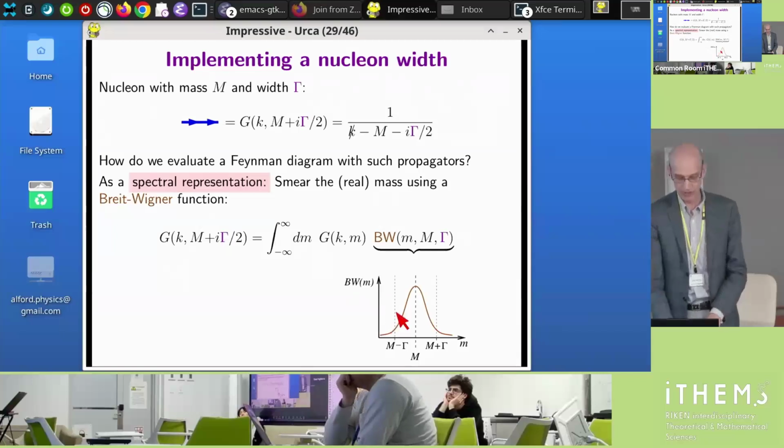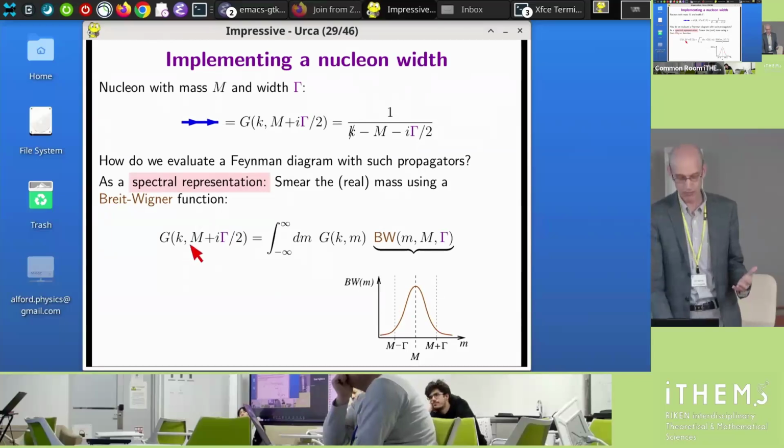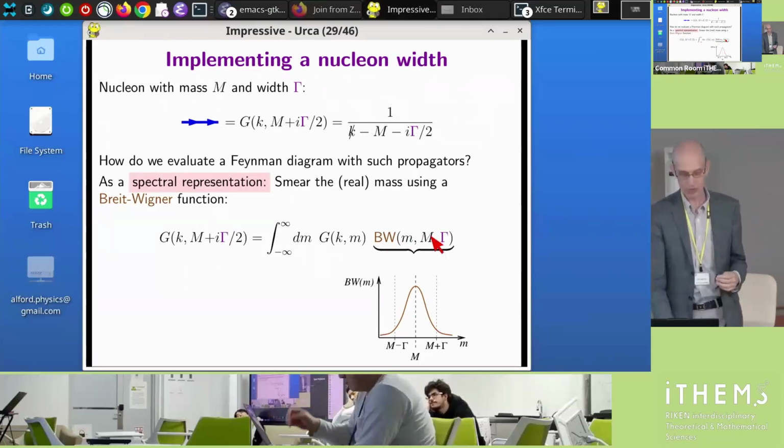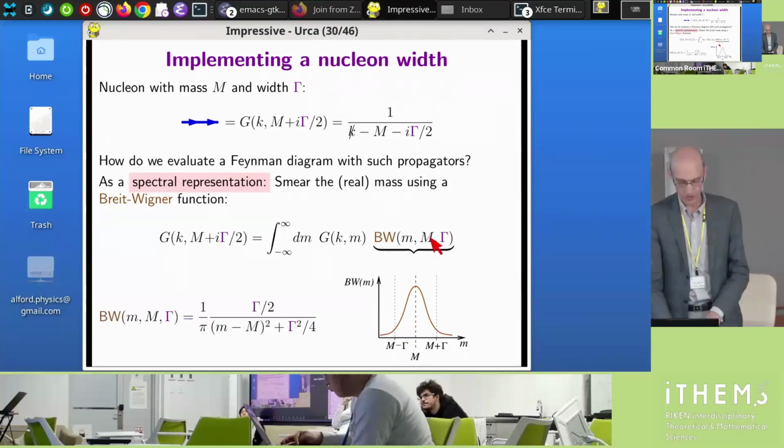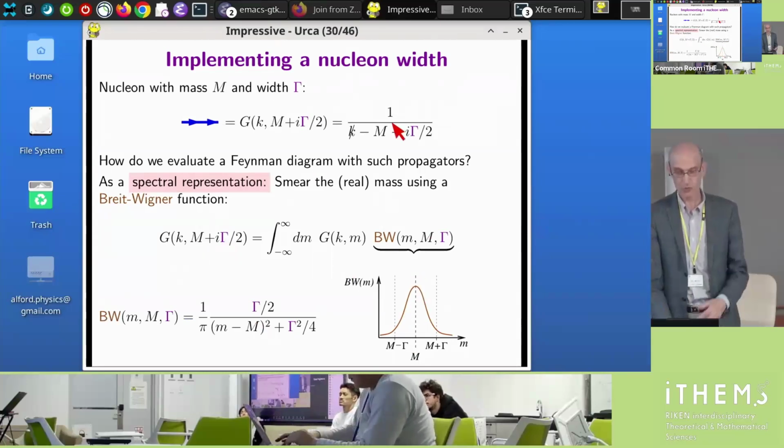So this Breit-Wigner function says, yeah, the mass is roughly big M here, but it can vary, and it's weighted according to this Breit-Wigner function. And the Breit-Wigner function is a simple function you can write down. And in the limit where the width goes to 0, this turns into a delta function, and then you're back to just propagators with no width and with a mass.